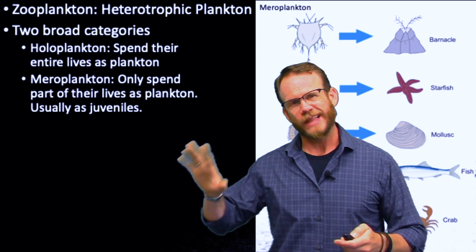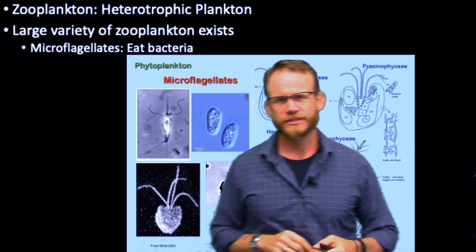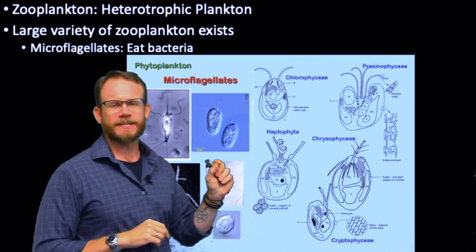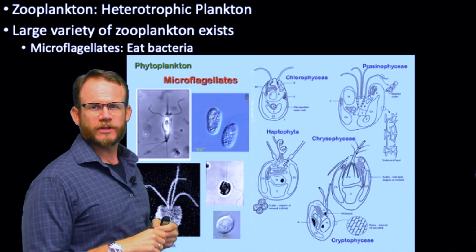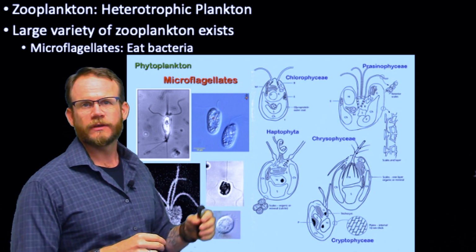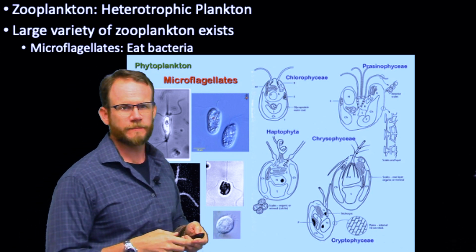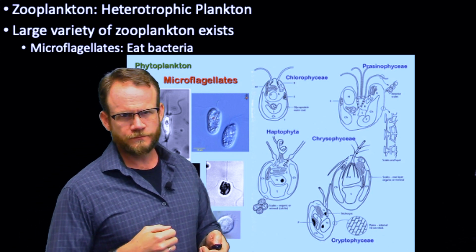So the last thing, and I'm just barely going to touch on this, are these microflagellates. These are teeny tiny zooplankton. They almost look like phytoplankton, but they do have some of these structures here that allow them to hunt. And they hunt bacteria. They hunt the tiniest of tiny things, and they do eat them.